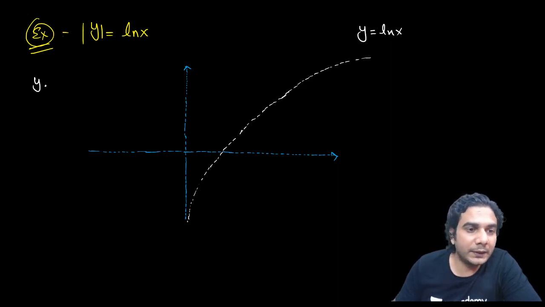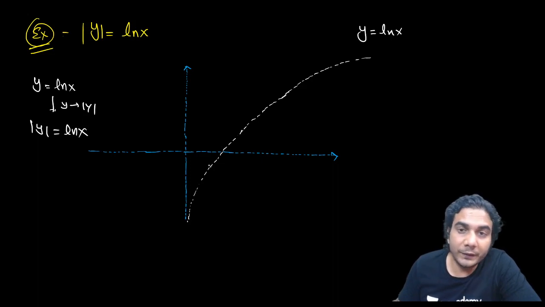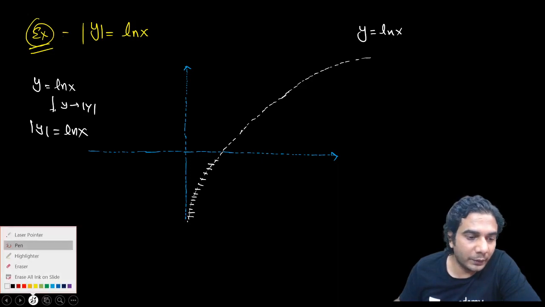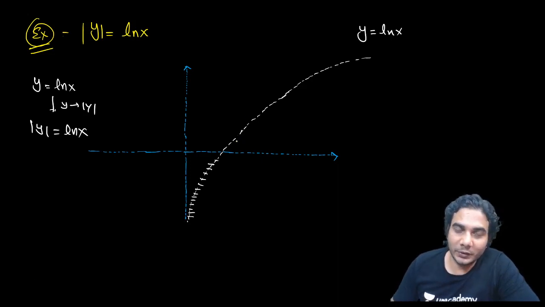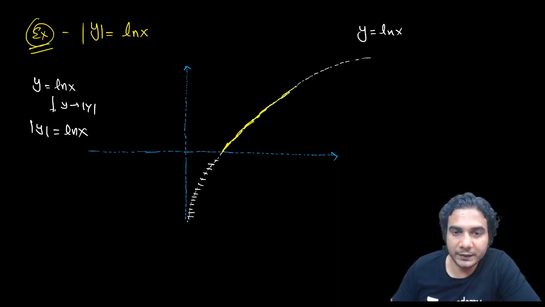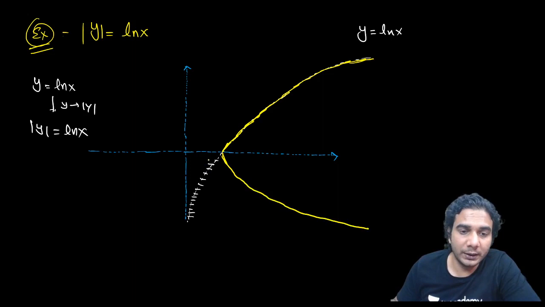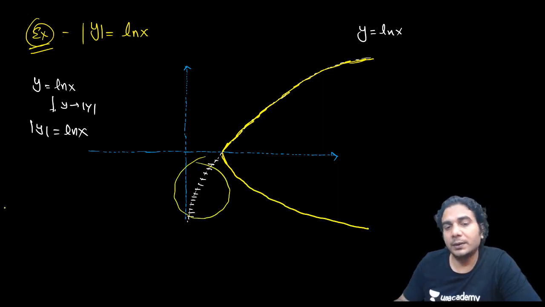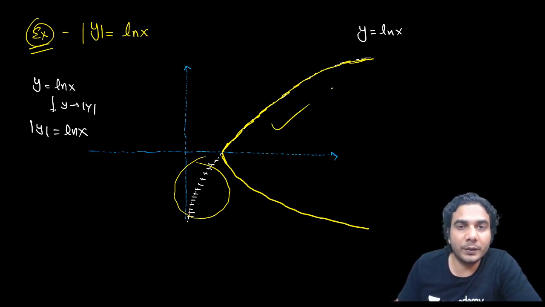Now in y is equal to ln x, you need to replace y by mod of y. So you'll get mod of y is equal to ln x. That means you need to remove this portion of the graph. I'm just marking this portion. So you have removed this portion, and the yellow graph is going to be our final output. I'm just changing the color of this part, which is going to be the part of our graph, mod of y, and the image of this. This portion has been removed. Circled portion. So this is the graph. I hope you got it.